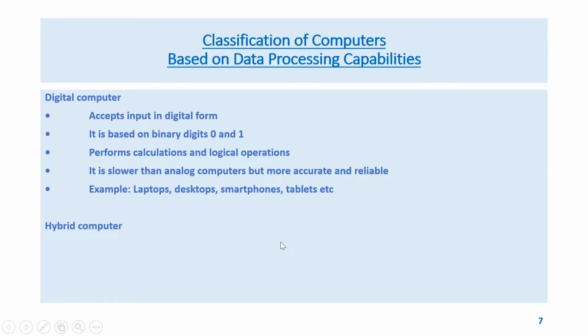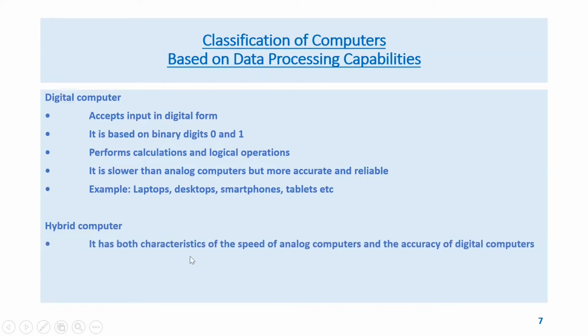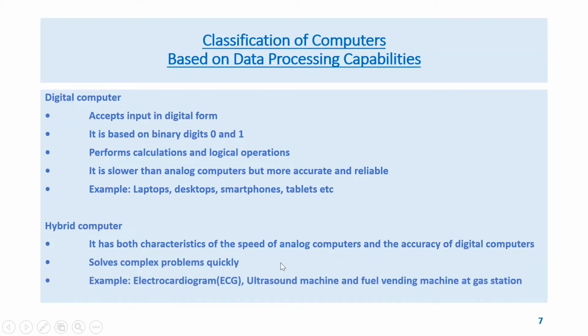Hybrid computer. It has the characteristics of both analog and digital computers. The characteristic of analog computer is the speed. So it has both the speed of analog computers and the accuracy of digital computers. Solves complex problems quickly. Examples: electrocardiogram, ECG, ultrasound machine, and fuel vending machine at gas station.